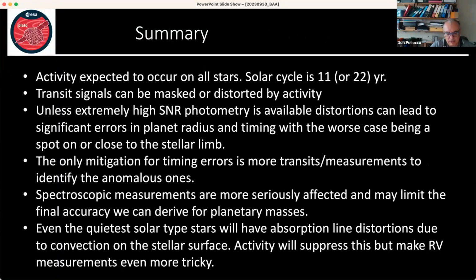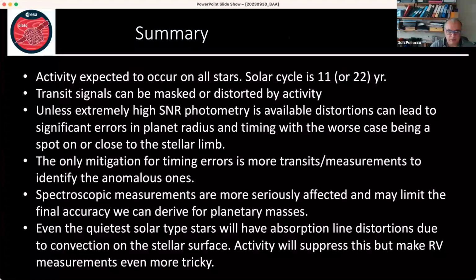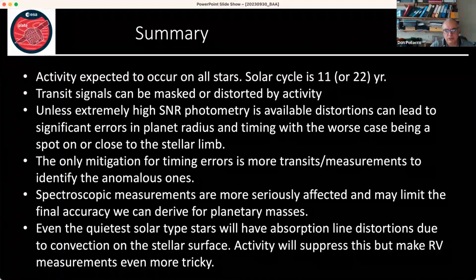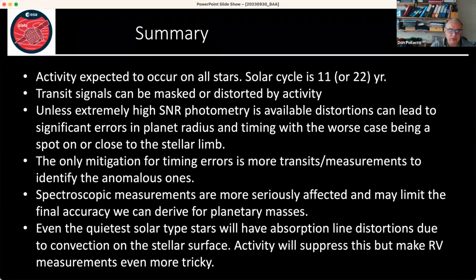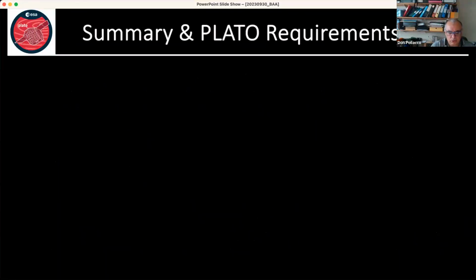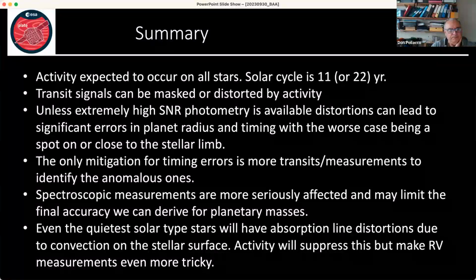But what I would say is that you take something like Plato. Plato flies in 3 or 4 years' time. You think of the stars that you're going to select to observe with it. Well, if you select them now, they've got some part of an activity cycle to go through. So quiet stars now are no guarantee in a few years' time. Really high signal to noise photometry has to be used to be able to model the transits, and it also has to be able to model the timing as well. Plato is built to do transit duration measurements and also transit timing measurements.